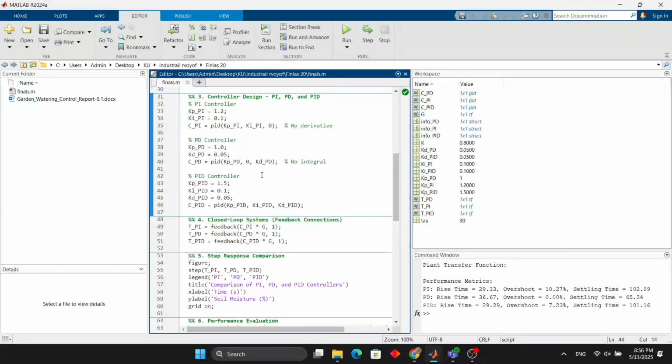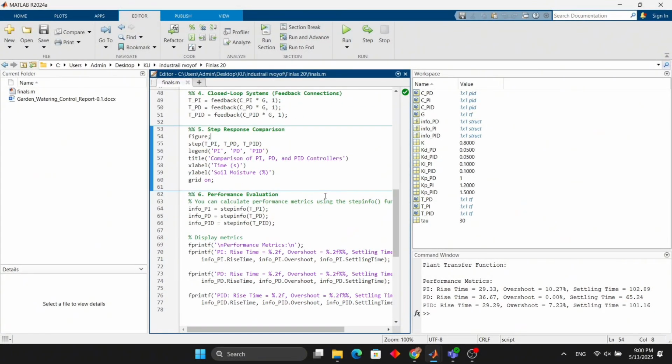The PI controller improves steady-state accuracy. The PD controller boosts speed and reduces overshoot but doesn't correct the steady-state error. And the PID controller combines the best of both: fast response and accurate tracking. These controllers were applied in a feedback loop below.